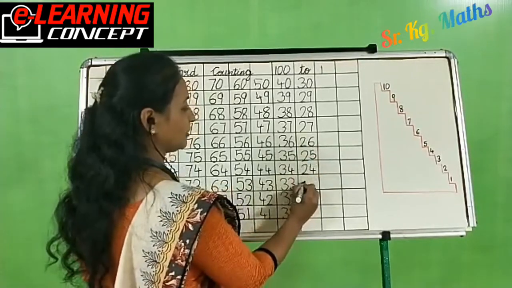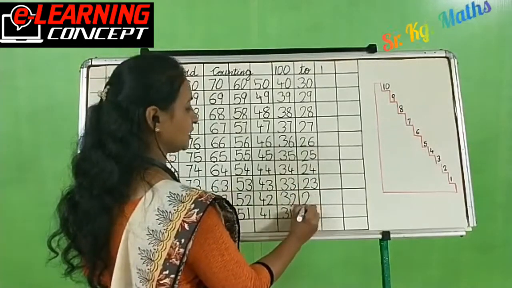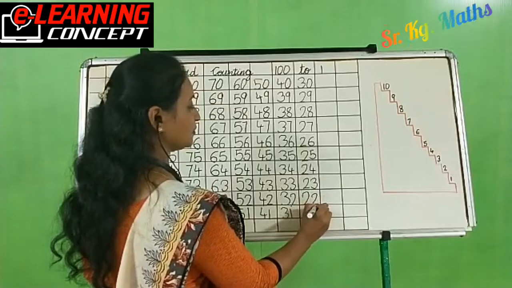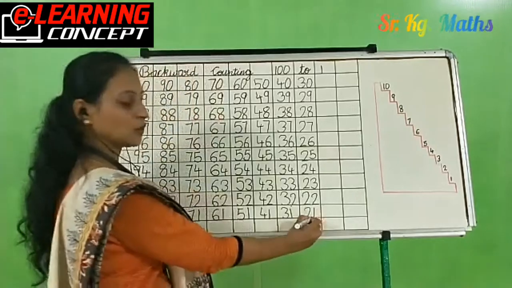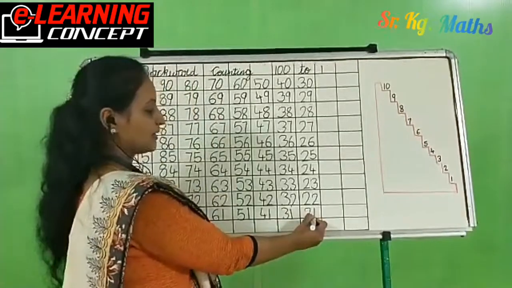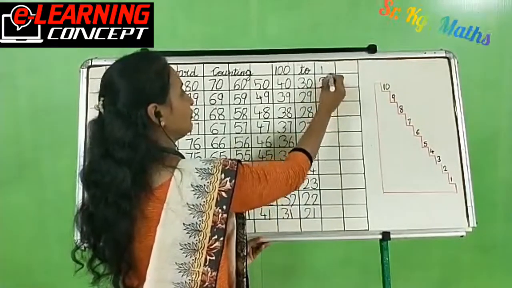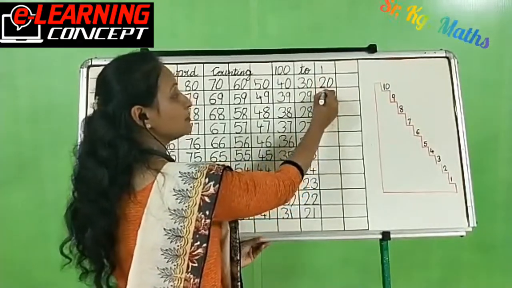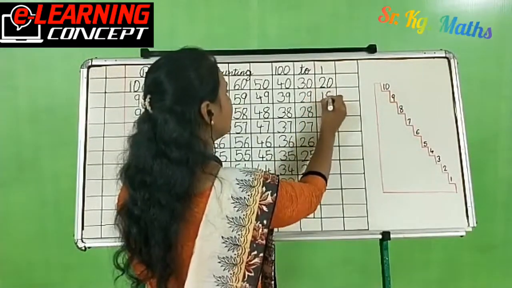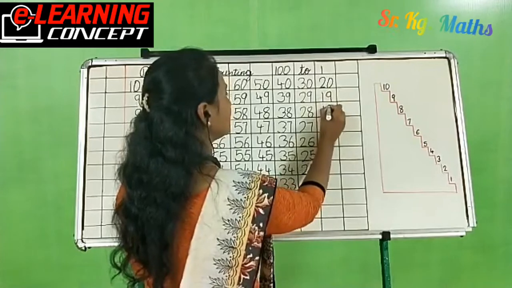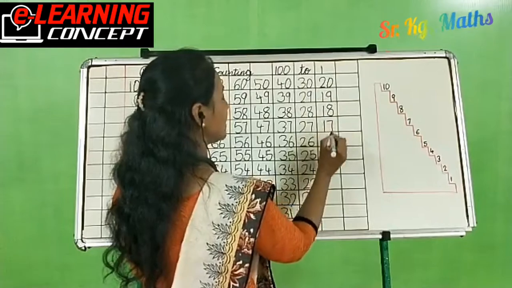2, 4, 24, 2, 3, 23, 2, 2, 22, 2, 1, 21. Then write here 2, 0, 20. Then which number comes before 20? Yes, 1, 9, 19, 1, 8, 18, 1, 7, 17.